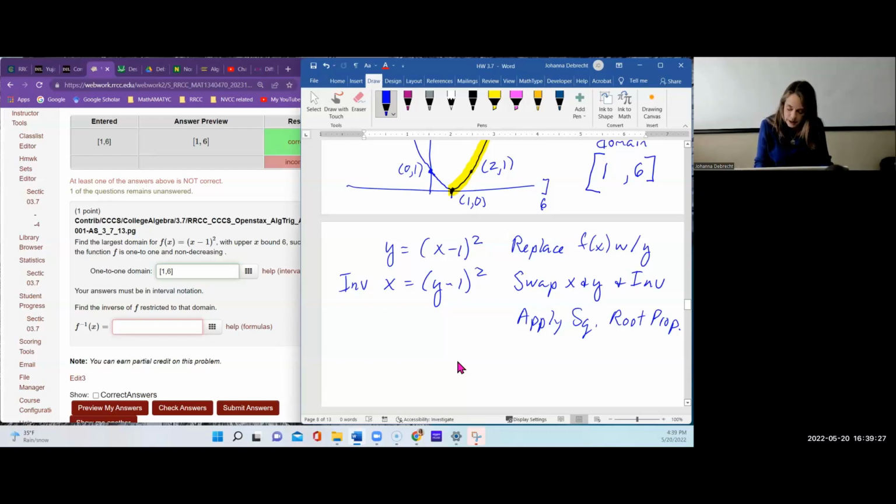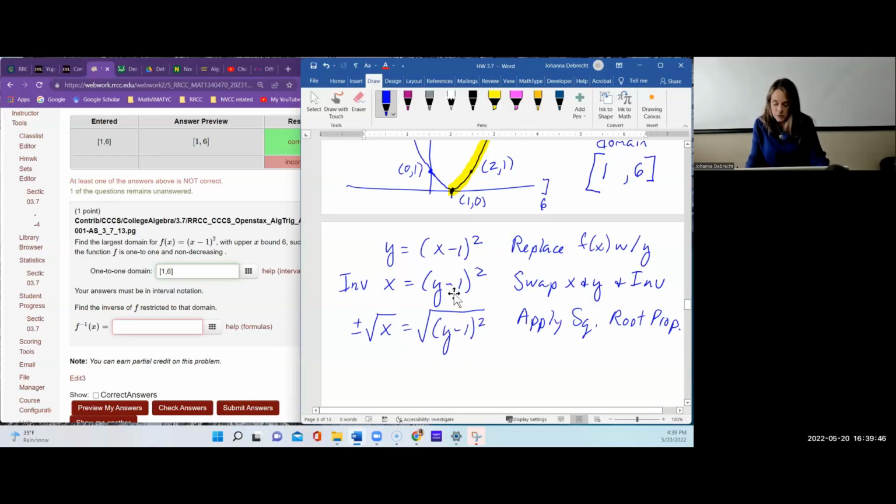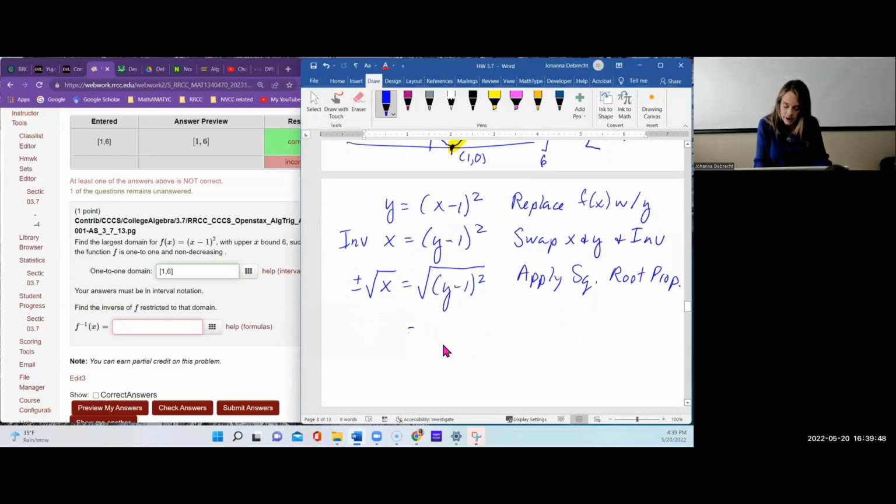This is going to give me, well, on the side without the square, a plus or minus. On the side with the square, I just get the radical. That's the rule for the square root property. When I take the square root of the square, it lifts off the square and I'm left with y minus 1. However, remember that we restricted the domain and we're going to have this be between 0 and 36.